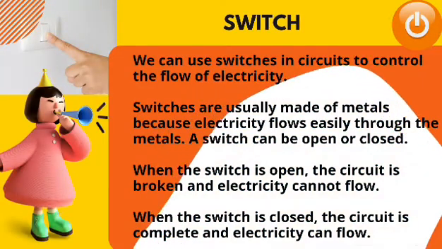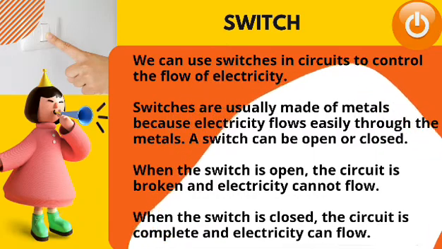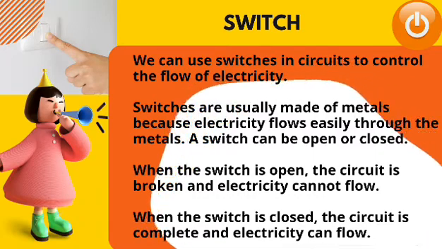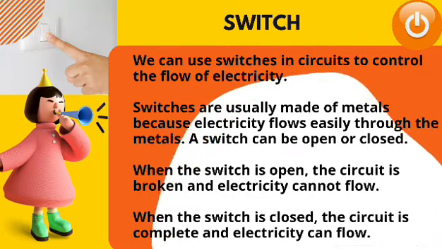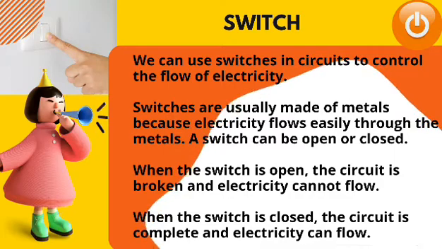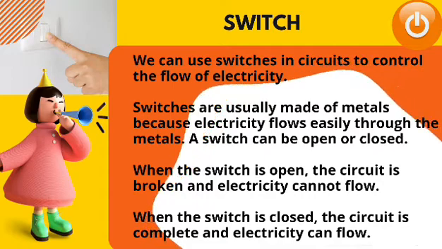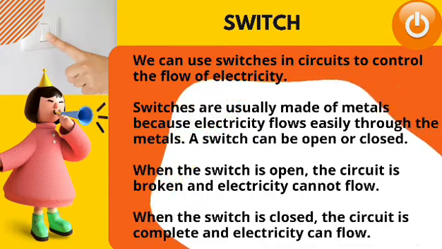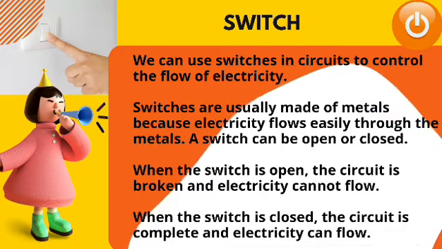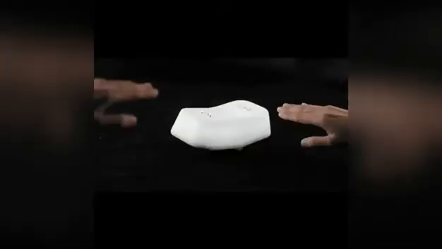The next component is switch. We can use switches in circuits to control the flow of electricity. Switches are usually made of metals because electricity flows easily through the metals. A switch can be open or closed. When the switch is open, the circuit is broken and electricity cannot flow. When the switch is closed, the circuit is complete and electricity can flow.